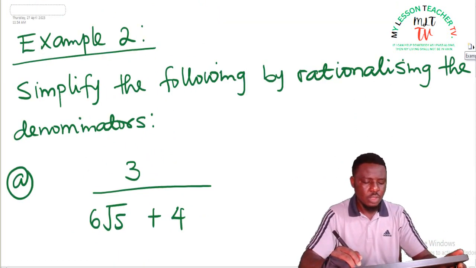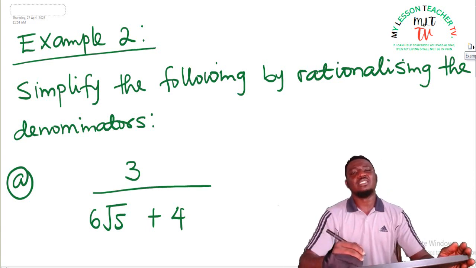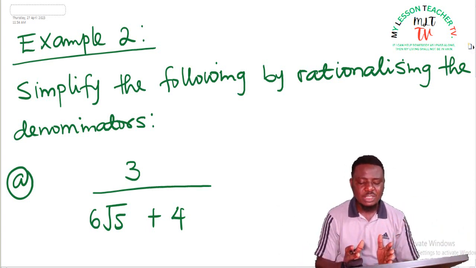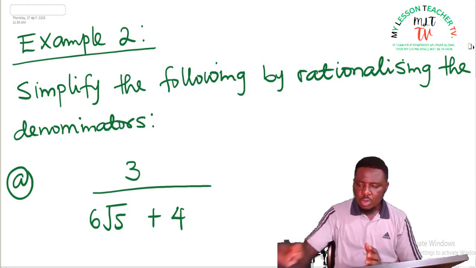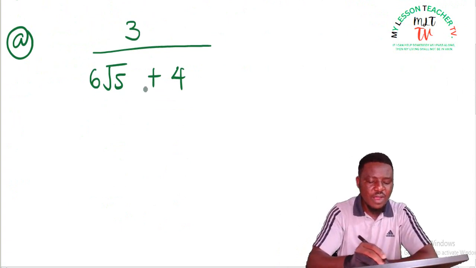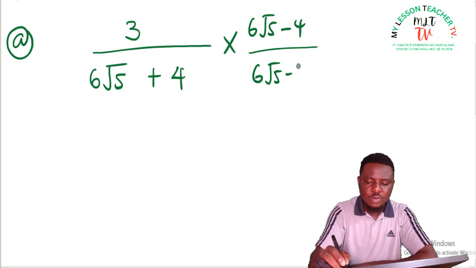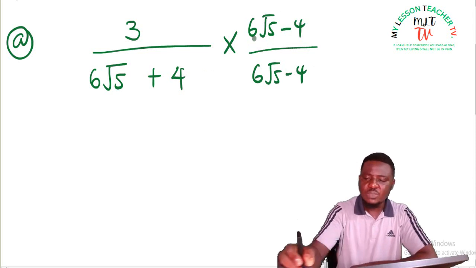We shall take another example: simplify the following by rationalizing the denominators. In this case, the binomial expression is now serving as the denominator of a fraction. So all you need to do is simply to rationalize. And just like we said, when you are rationalizing, you multiply both the numerator and the denominator by the conjugate of the denominator. So the conjugate of 6 root 5 plus 4 is 6 root 5 minus 4, divided by 6 root 5 minus 4.